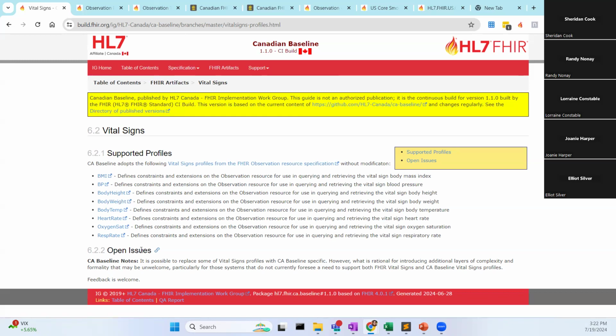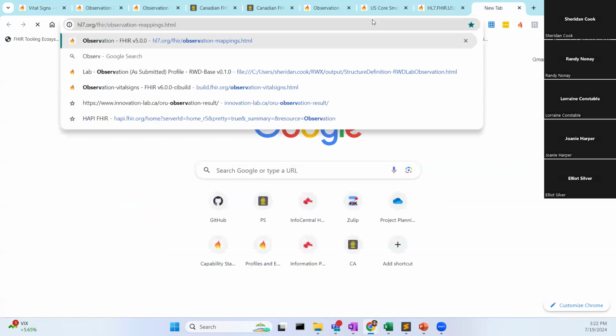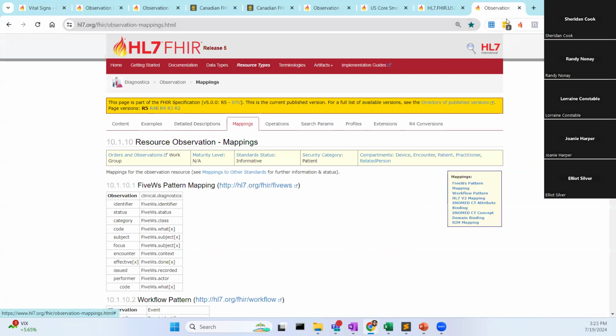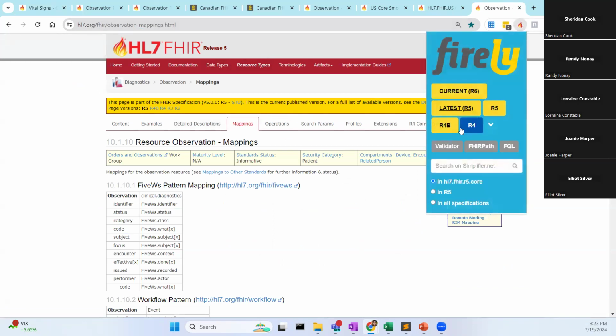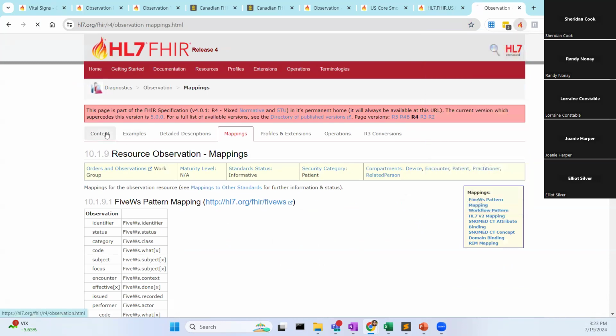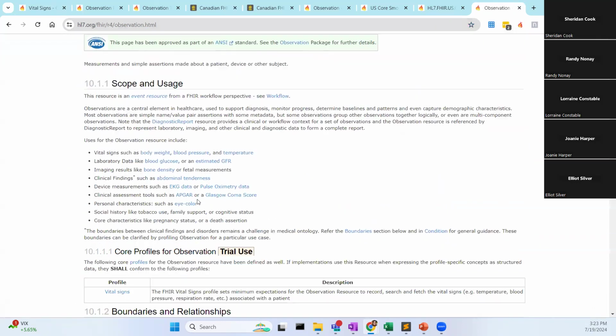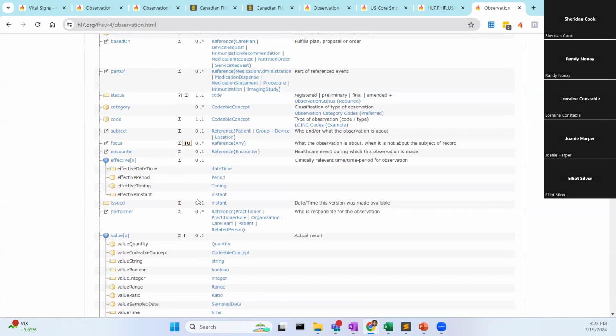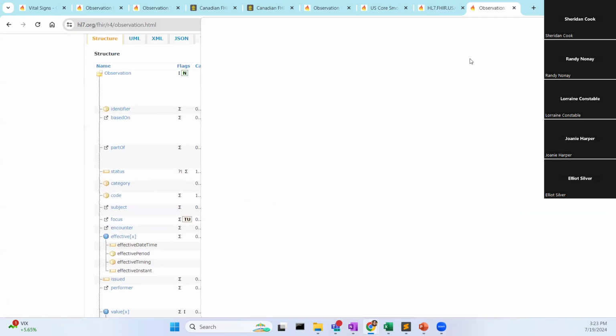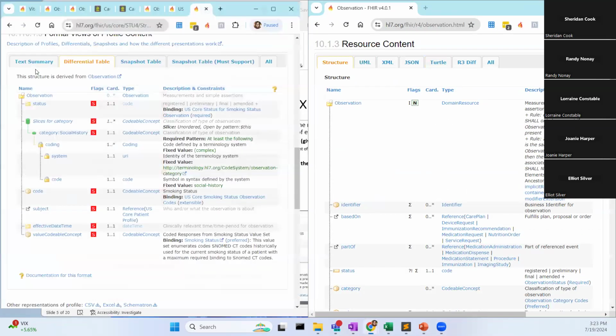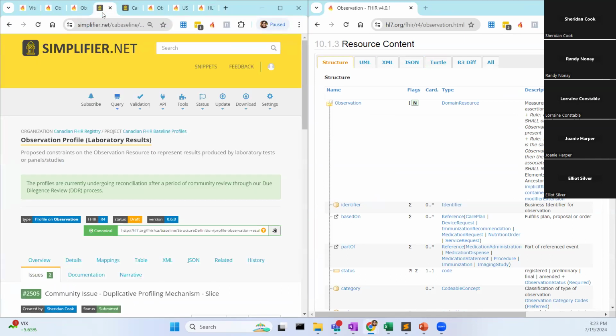Well, how different are we from the base observation, I guess? Let's see. Get to show off my screen share. I mean, smoking status is probably much more constrained and it doesn't have a lot of the things that observation does. Yeah, let's take a look. So here, and then let's go to smoking status.